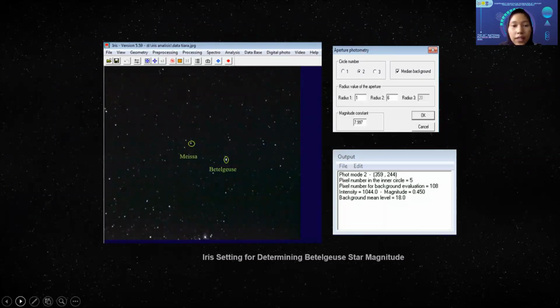Next, determining the magnitude of the Betelgeuse star. Based on the result obtained from Stellarium, the magnitude value of the star Betelgeuse is 0.45. The magnitude constant of the Betelgeuse star was calibrated on the IRIS software by determining the radius of the circle at the photometric aperture setting using two digital rings with a ratio 1:6.